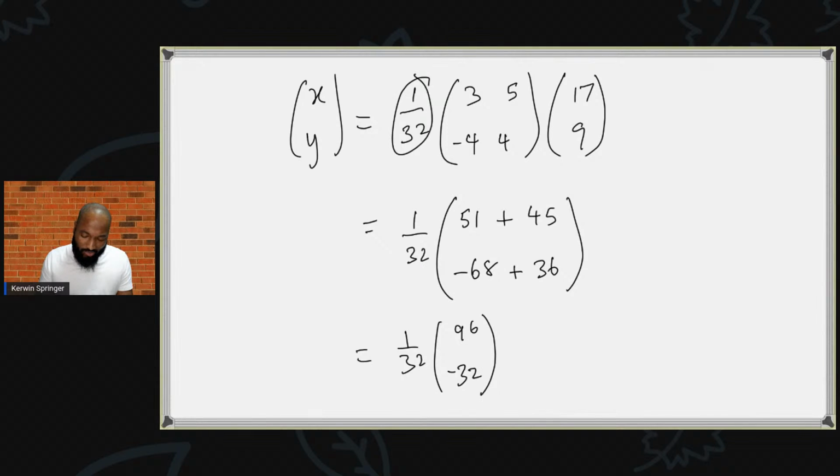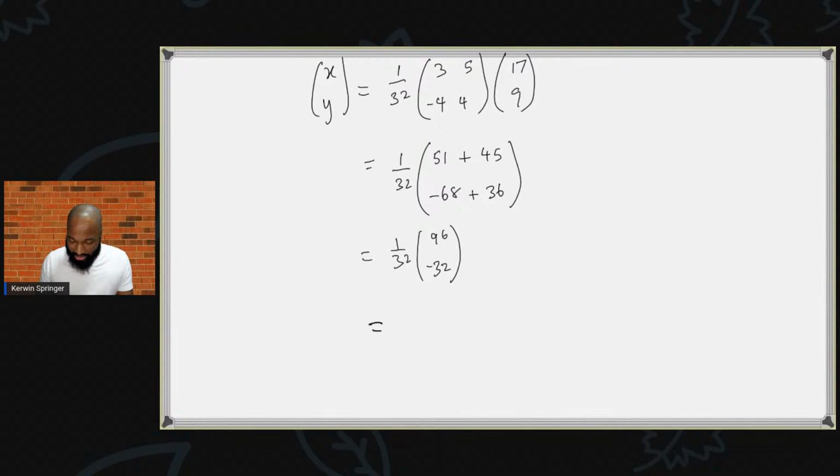You see why I leave the 1 over 32 outside? It would just complicate this with fractions. And up to now, you can do everything here in your mind and just double check with the calculator. So in the end, this is going to work out really nicely to be like 96 divided by 32 and negative 32 divided by 32. You understand? So you're going to get 3 and negative 1.